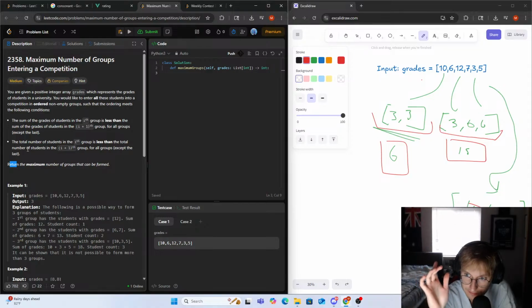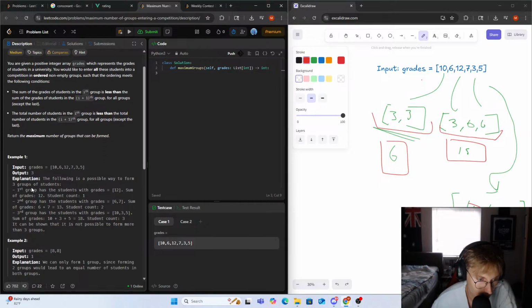So far, I'm not really getting any intuition for the problem. I don't really know the way I want to solve this. The following is a possible way to form 3 groups of students. First group has students with grades 12. Sum of grades 12, student count is 1. Second group has the students with grades 6, 7. 6 plus 7 is greater than 12.